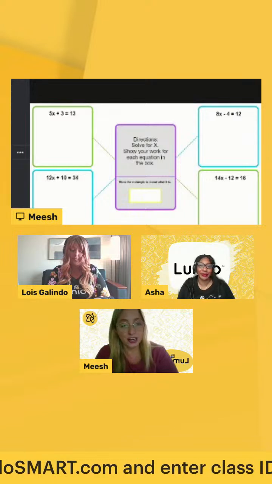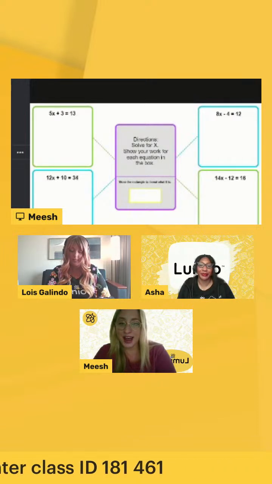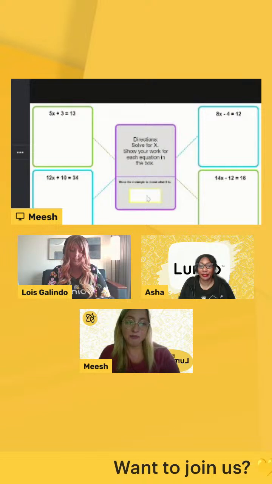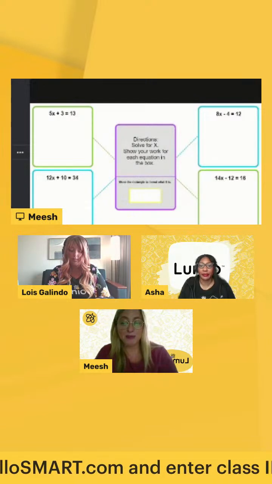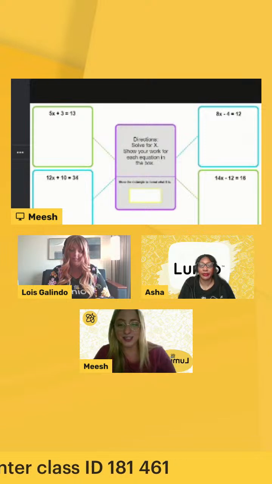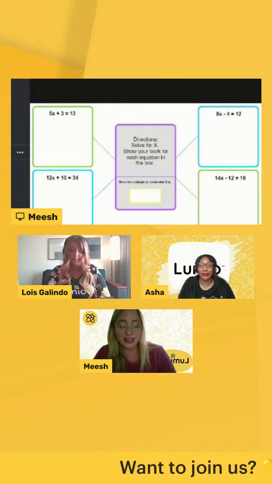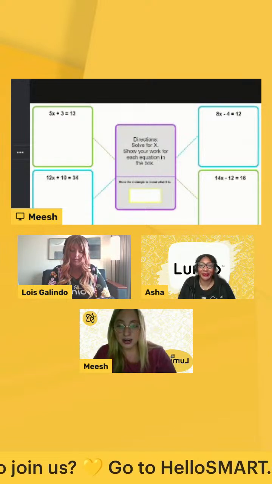What the students would do is they would solve for X. And then once they're done, they would move the rectangle down here to reveal what X is. Now, you might be wondering, if the answer is right on the screen, then what's really going to make the students do their work, right? The point here is that it's self-checking.